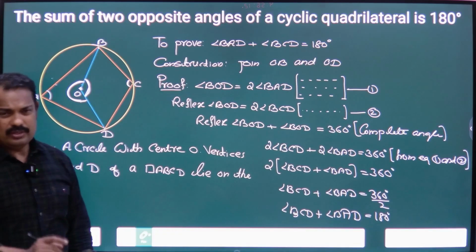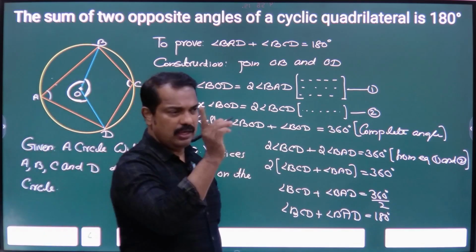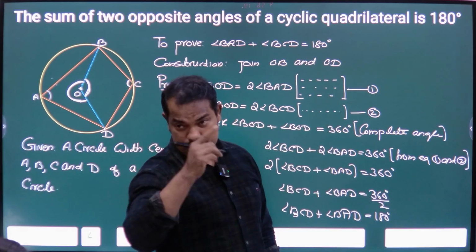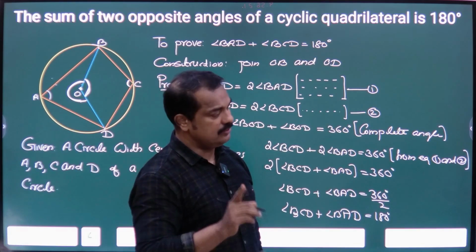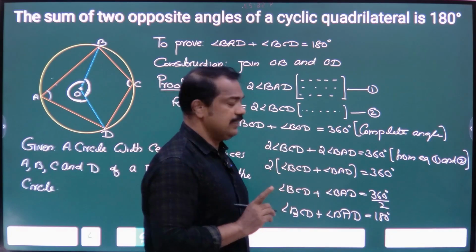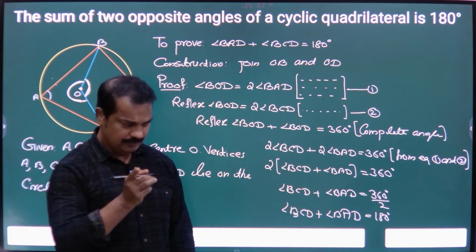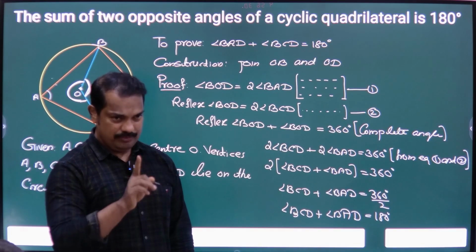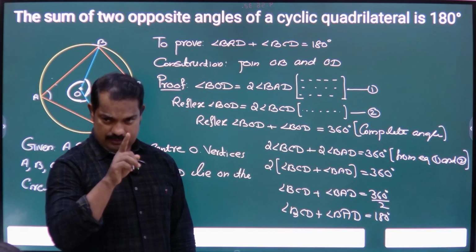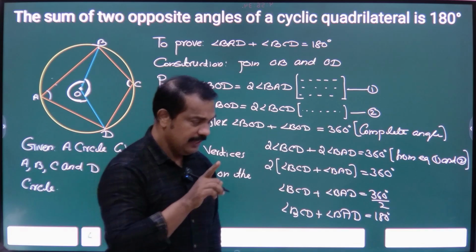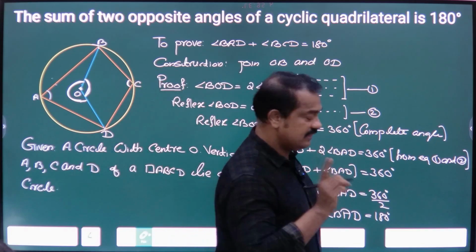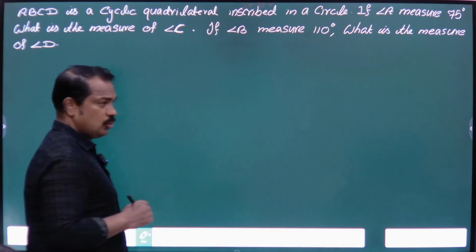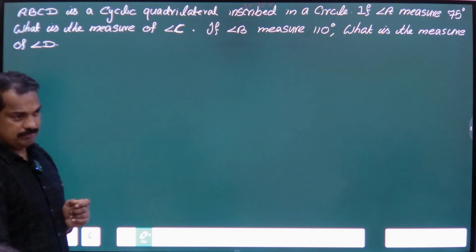Clear है? So, in a cyclic quadrilateral, sum of the opposite angles is equal to 180 degree. Clear? Now, NCERT, page number 114, end of chapter exercise, question number 7. This is question number 7, end of chapter exercise.